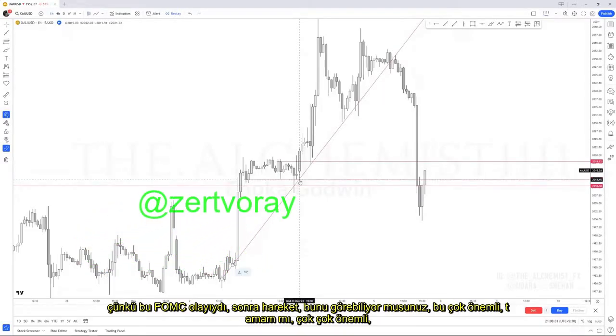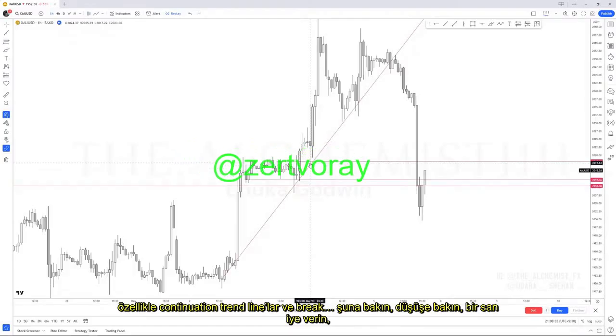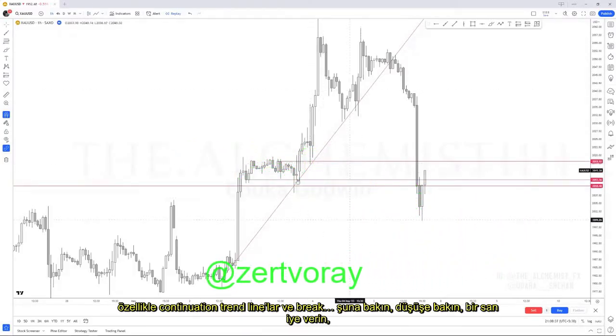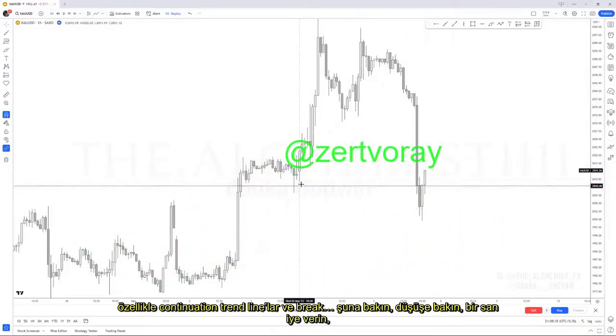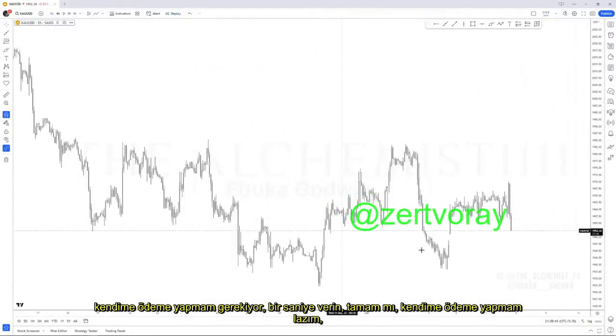There we go. Another one at 7:30 p.m. moves up. And then another one right here at 11:30, because there was FOMC this day. And then a move. Can you see that? So this is very important. Very, very important, especially continuation trend lines, and then break.